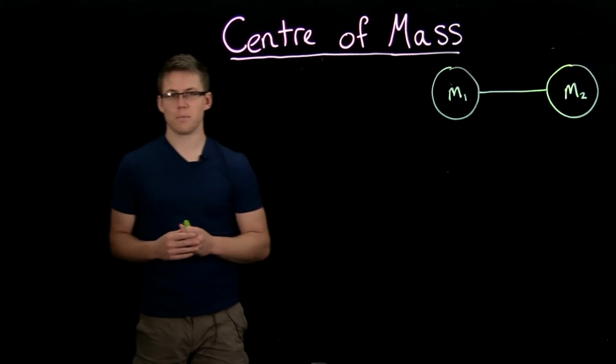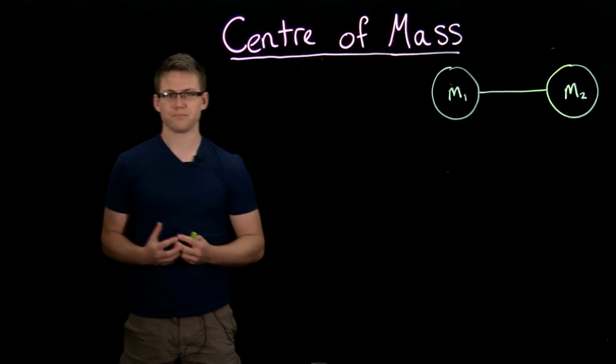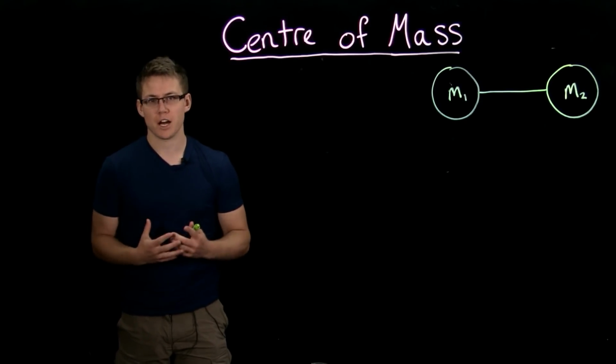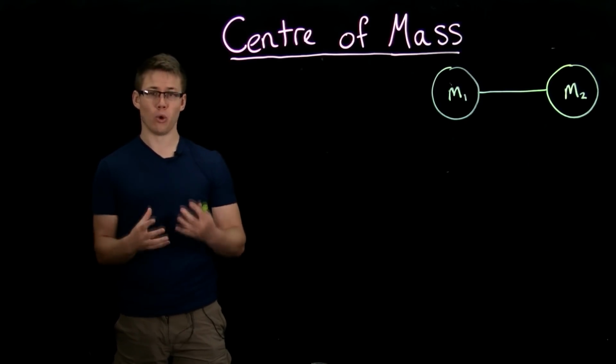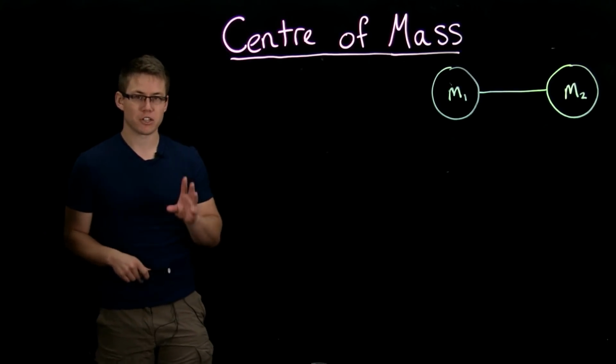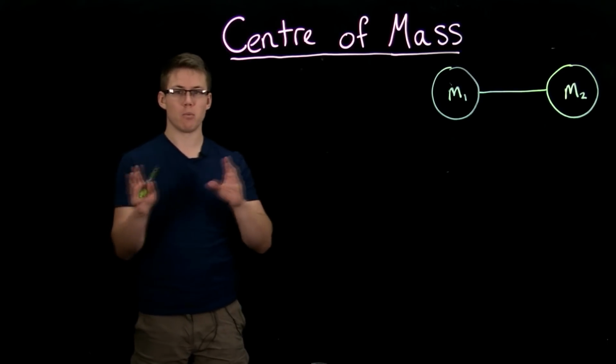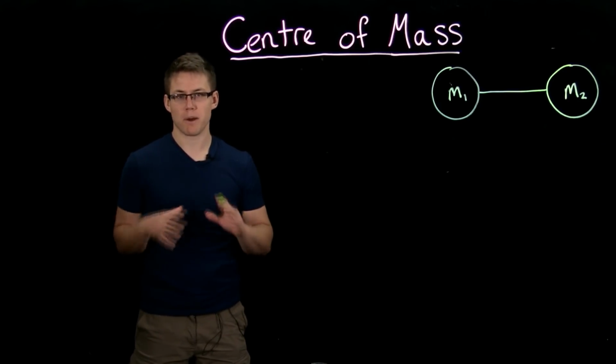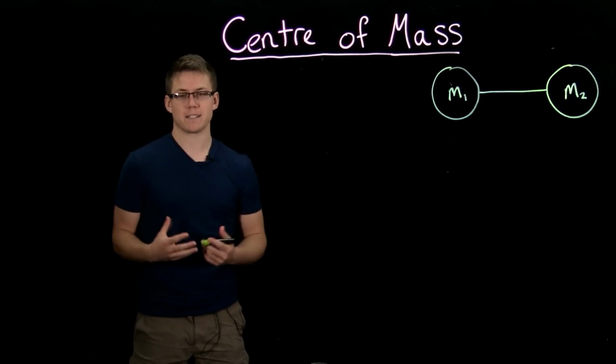Hi there. So this is going to be a very short video discussing the center of mass equation and where that comes from in terms of torques. So we're going to think about a very simple system where we have two masses, m1 and m2, which are connected by a rigid rod. We don't need to worry about the mass of the rod itself, just the masses.